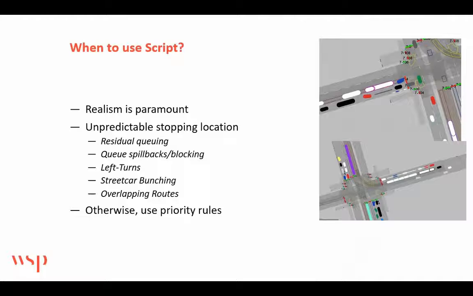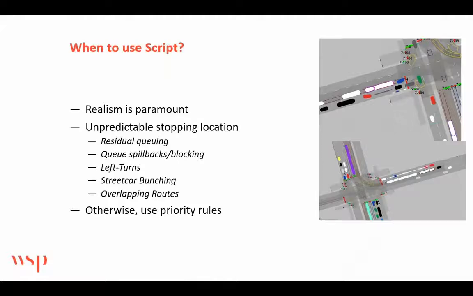And if your answer is, you want as much model realism and accuracy as possible, there are a few other conditions that you might want to check and ask yourself whether or not the use of the script really is justified. The script is really helpful if your stopping position of the streetcar at the same stop is unpredictable between streetcars. For example, this could be caused by short residual queues at the end of every green interval, which would block streetcars, or queue spillbacks originating at a downstream intersection that would cause blocking problems.